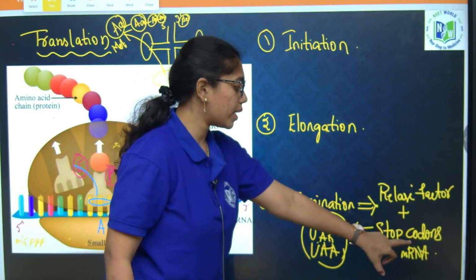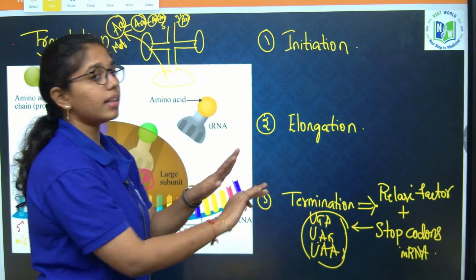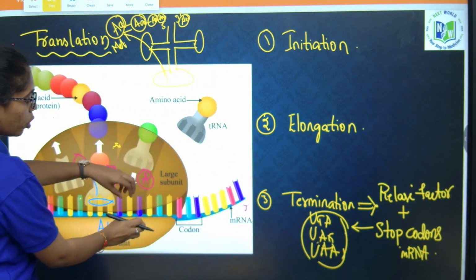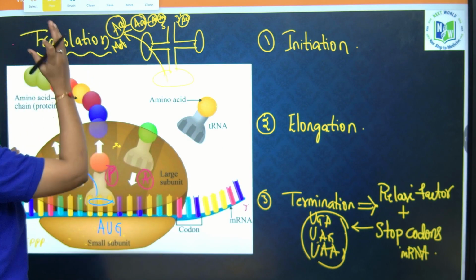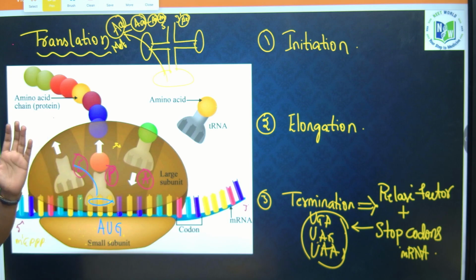Once the release factor binds to the stop codon, the translation process stops, both the ribosomal subunits move apart and the polypeptide chain is released into the cytoplasm. These are the three steps of translation.